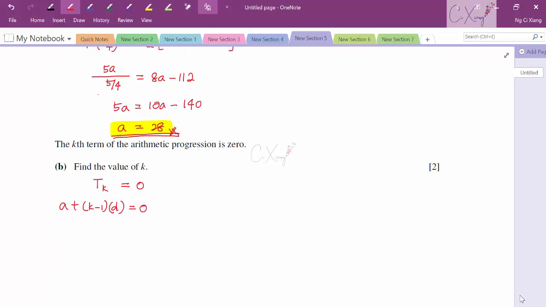Therefore, we substitute all the values that we know into this equation. a, we already know that it is 28. k is the unknown that we want to find out, and d is -4. It is equal to 0. If we simplify this equation and solve it, we'll get the value k equals 8. So this is how we get the answer from the information given in the question.